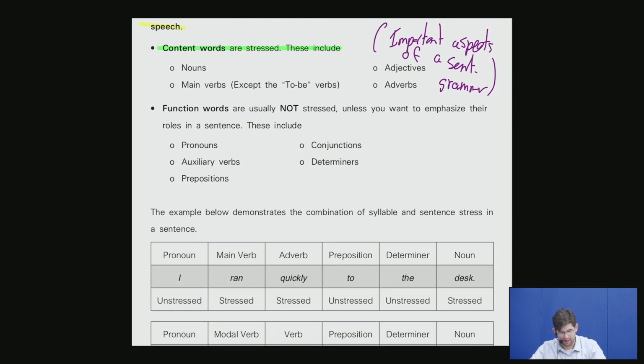We have a second category, which we call our function words. These are not normally stressed. These are what I'm going to say are soft sounds or soft words. And they are pronouns, auxiliary verbs, prepositions, conjunctions, or determiners. And I'll give you some examples.